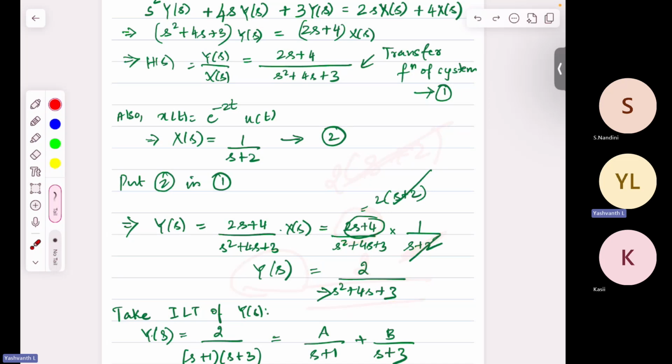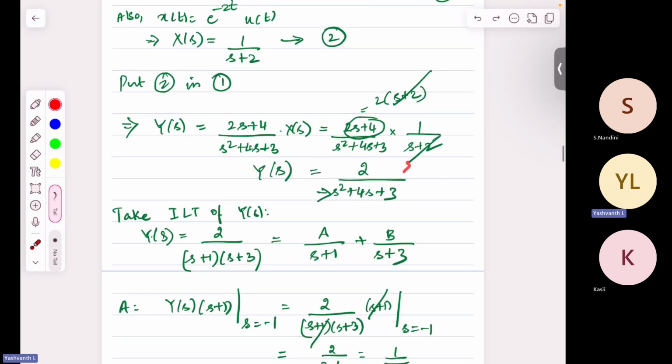Okay, so now I know the Laplace transform of the output. Now I need to find the output itself in the time domain. So all you need to do is take the inverse Laplace transform of Y of s. How do I do that? Go by partial fraction expansion. So I can represent Y of s as that. If you remember, s square plus 4s plus 3 can be factorized as s plus 1 into s plus 3. Therefore, it has two poles, both simple poles at s equals minus 1 and s equals minus 3.